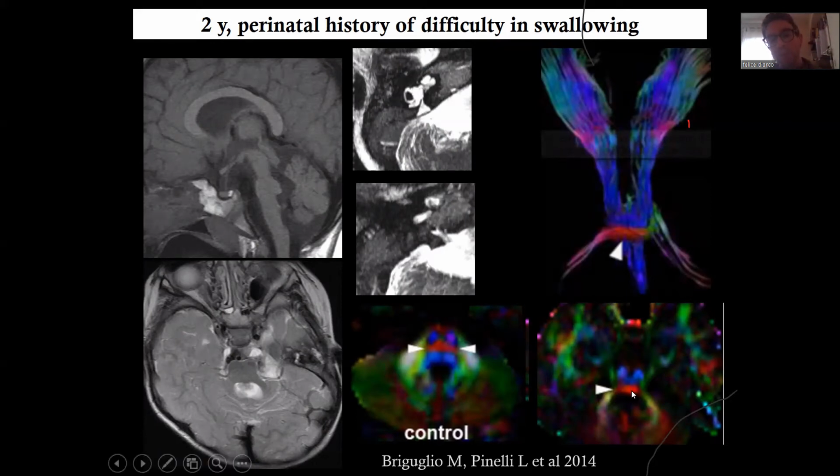In our patient, these transverse pontine fibers are misplaced posteriorly in the cerebellum, and this is what we see here with this protrusion. So this is a defect in the normal organization of the fibers, and this appearance is extremely typical.